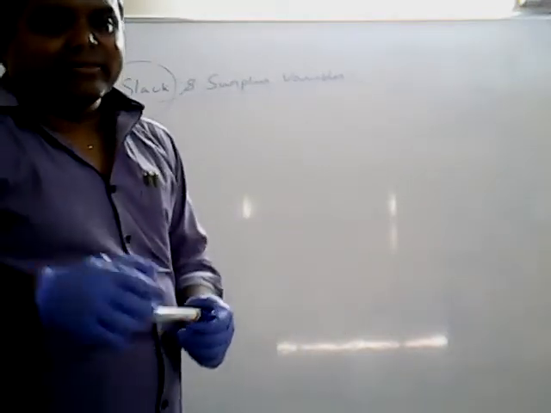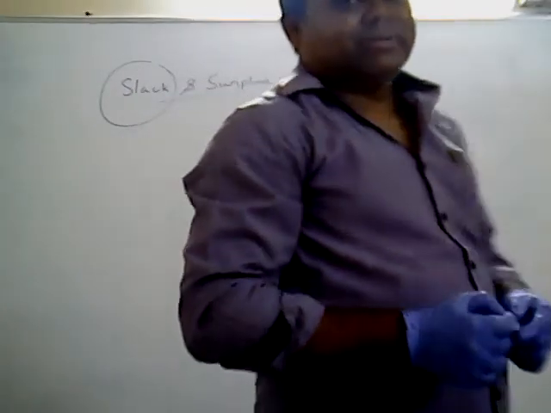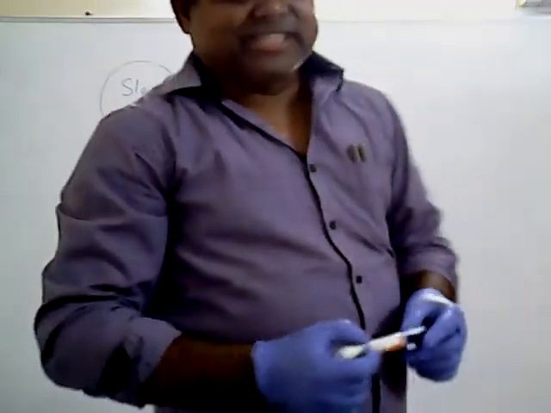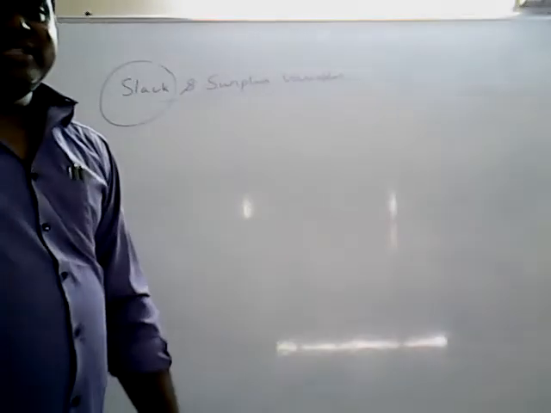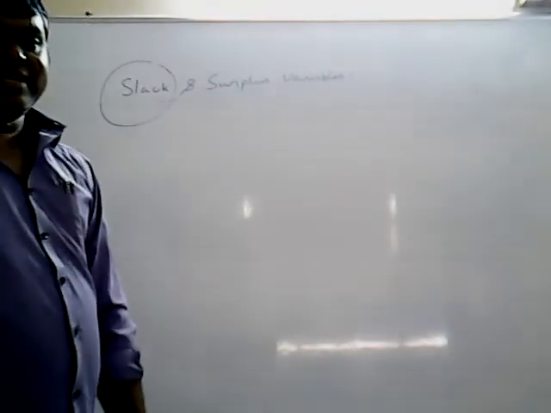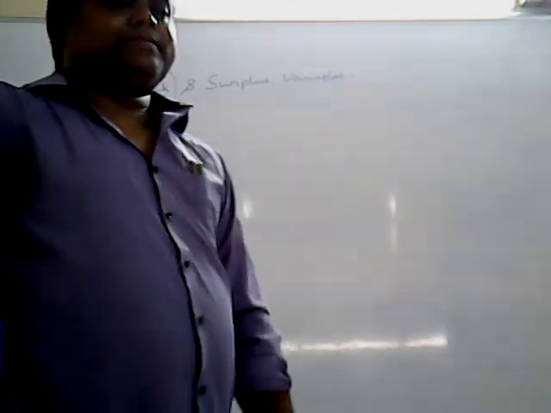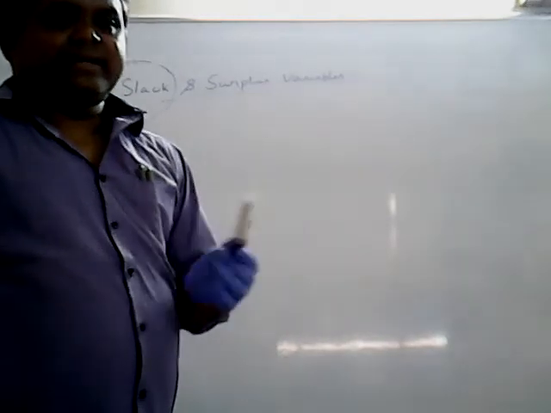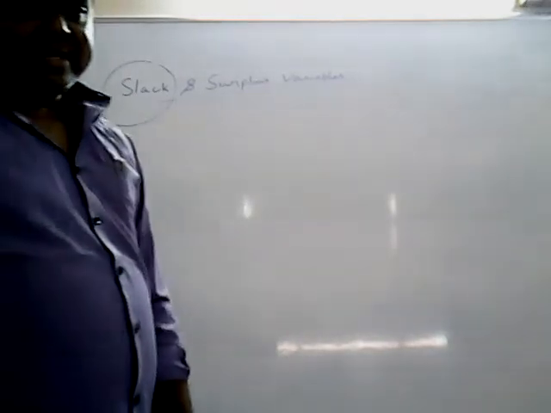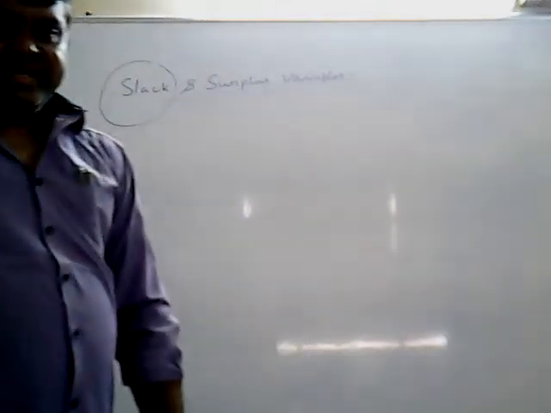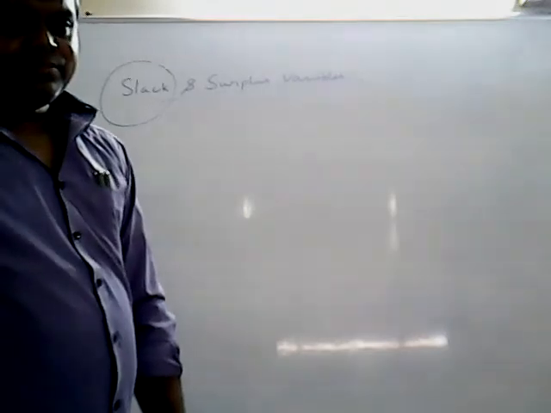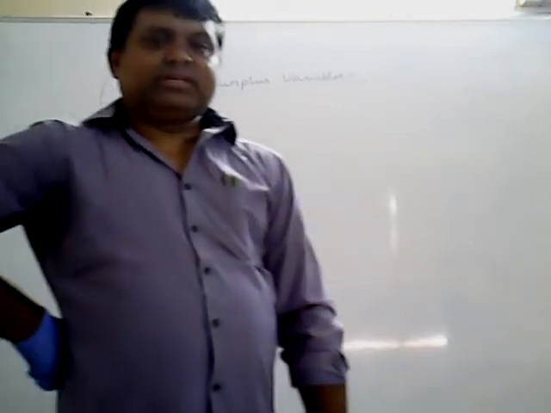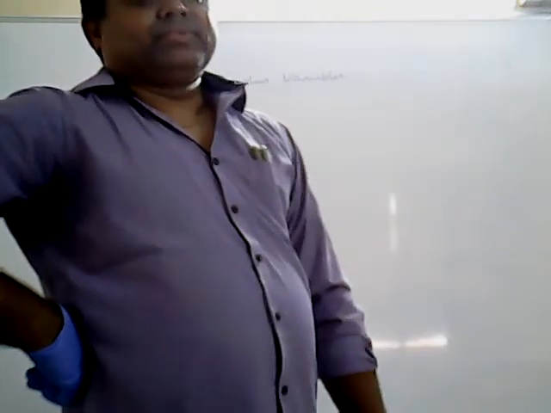The non-negative variable. First write down the definition, later on I will explain. The non-negative variable which is added to the LHS of the constraint to make it as equality type is called slack variable.